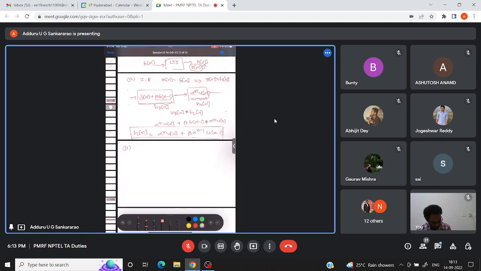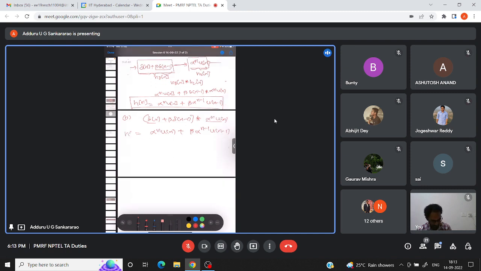So let me write it again. Del of n plus beta del of n minus 1 convolved with alpha power n u of n. Okay, so convolution with del of n gives the same function, alpha power n u of n, plus beta alpha power n minus 1 u of n minus 1. So this is h of n. Is it okay now?